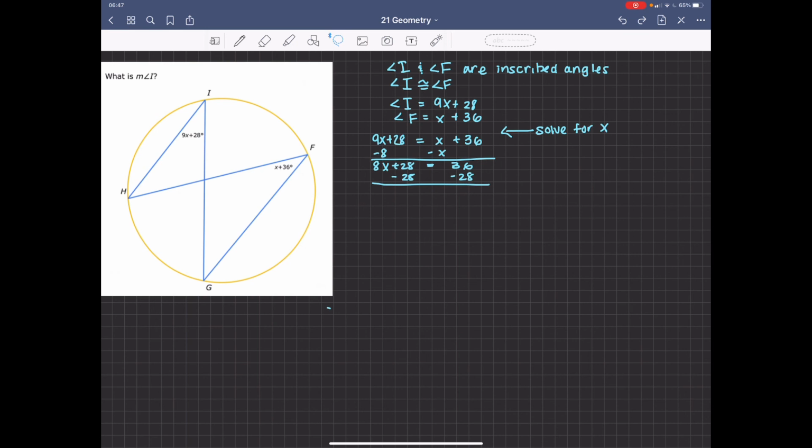I subtract x from both sides. I get 8x plus 28 equals 36. Subtract 28, and I get 8x equals 8. Then I divide both sides by 8, and I get x equals 1. So I substitute that back into the measure of I. 9 times 1 plus 28 is going to equal 37.